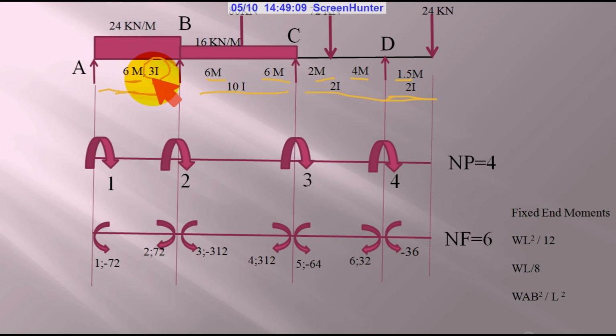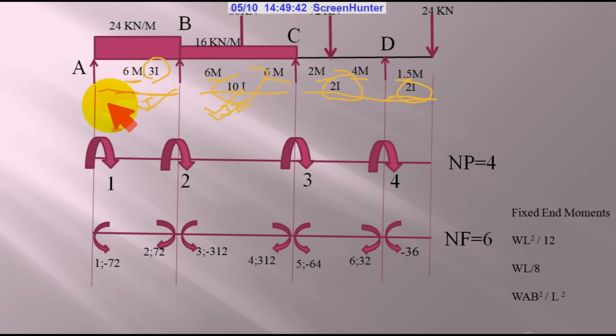Moment of inertia 3I, 10I, 2I, 2I, right? So this is the ratio actually. If one span is of I, other one is of 3I, this indicates that the sections are 3 times higher, right? Means the ratio 3I upon I is equal to 3. Moment of inertia of this span is 3 times higher than this one.